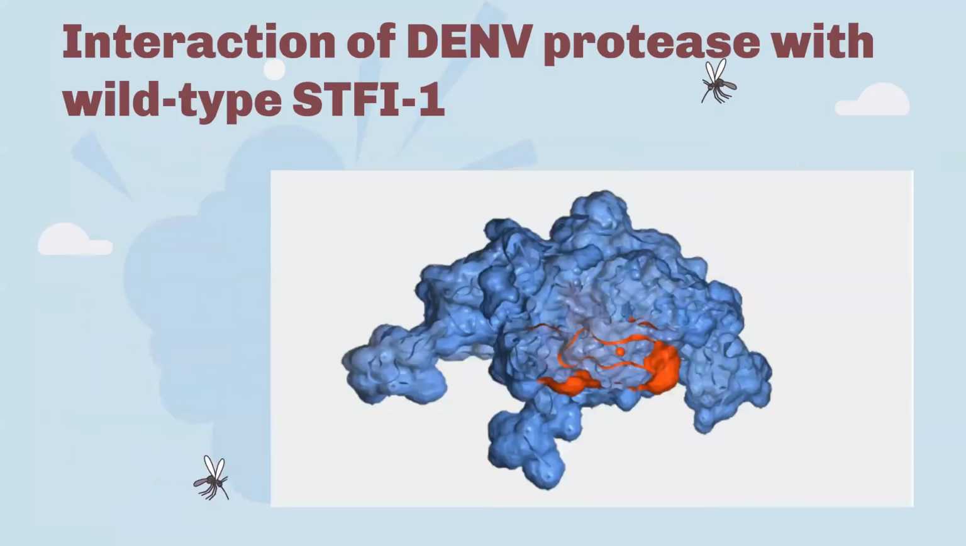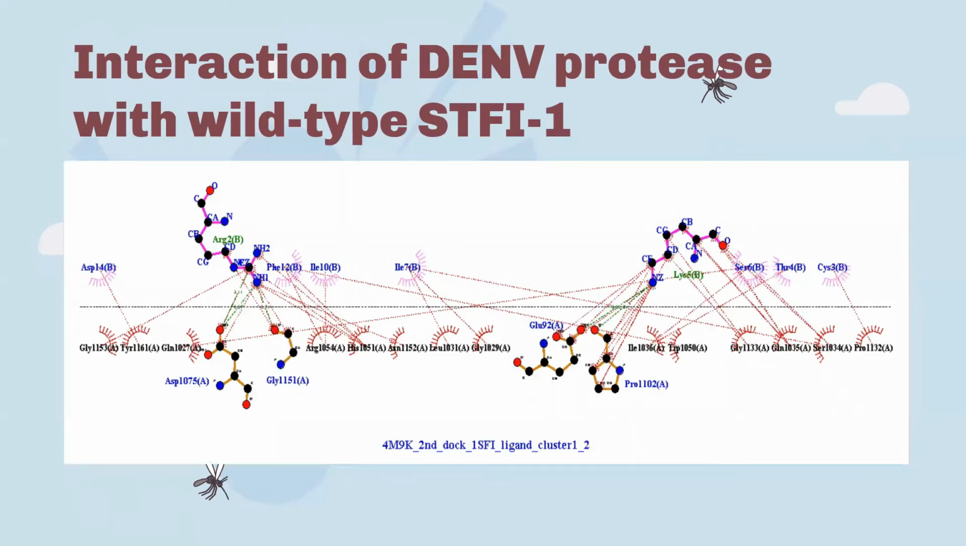This 3D image of the docked complex shows that the wild-type SFTI1 is able to bind with the Dengue NS2B NS3 at the active sites, indicating its suitability as the scaffold for peptide design. 2D visualizations of the protein-peptide interaction using the LigPlot+ functionalities show the formation of many hydrophobic interactions, shown in red, and hydrogen bonds, shown in green, which again proves the feasibility of using wild-type SFTI1 for drug design by subsequent mutagenesis.